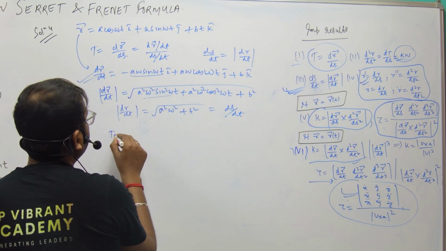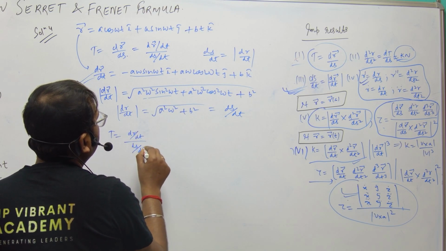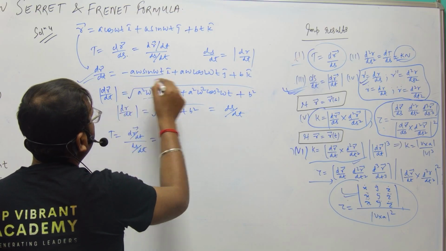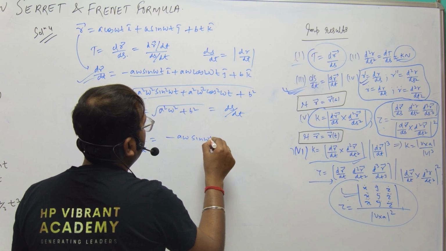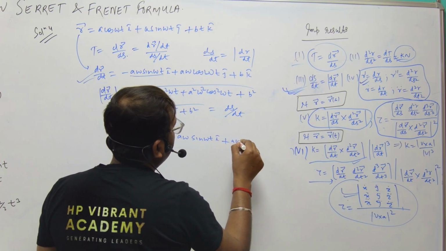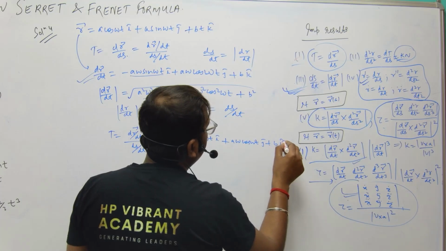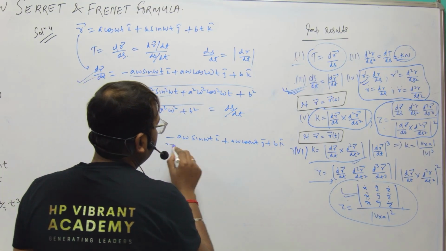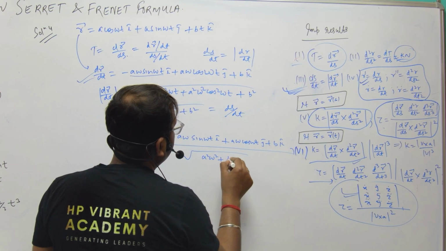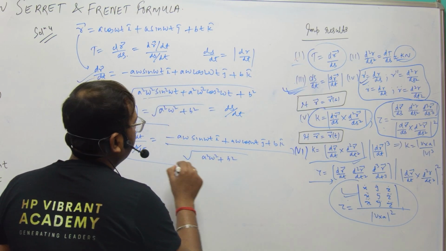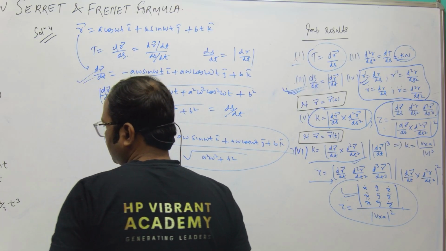So we have T is equal to dr/dt upon ds/dt, that is dr/dt upon a omega. This is the expression for the unit tangent. Okay. Now let us discuss question number 5.